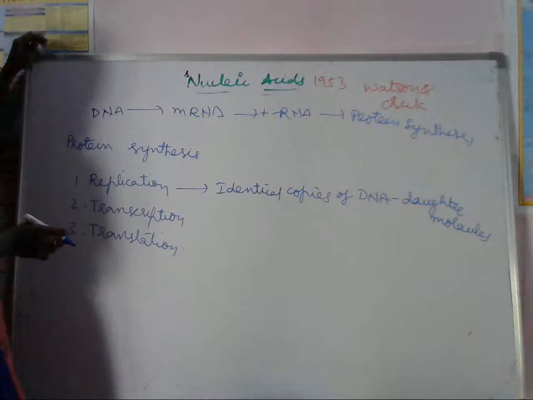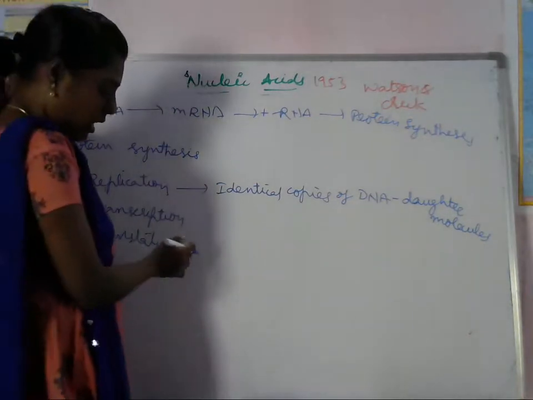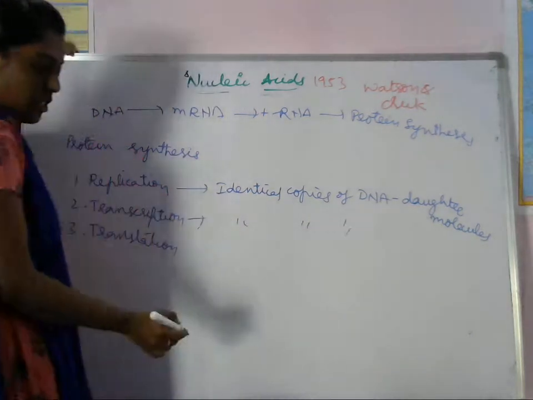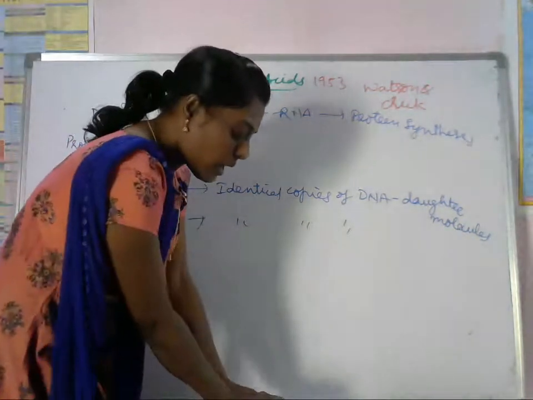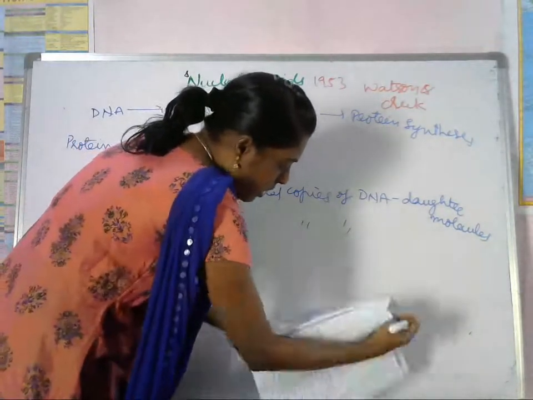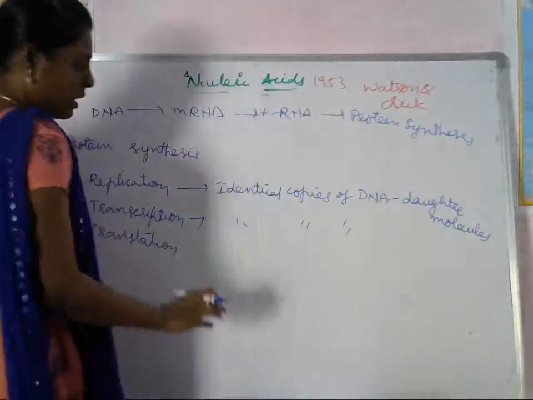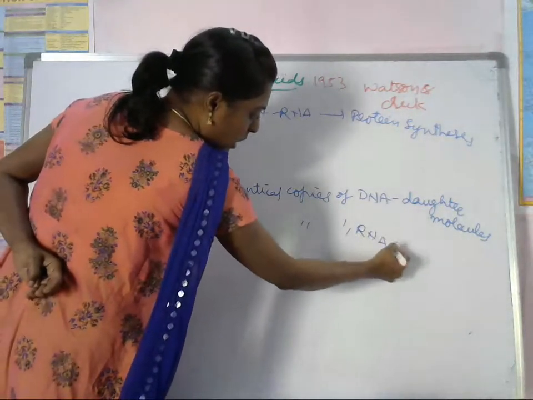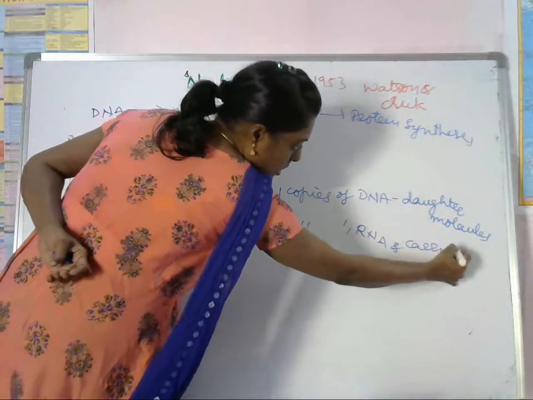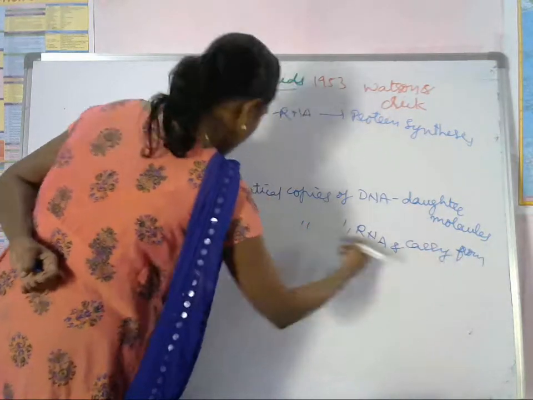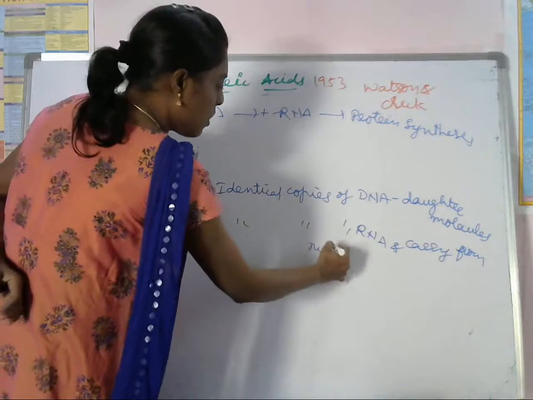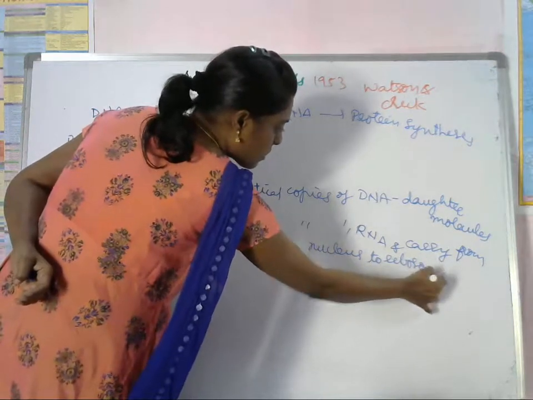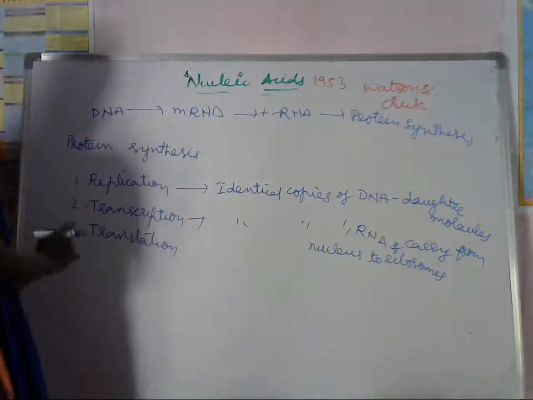Next, transcription. In this process identical copies are formed, but as RNA in a single strand. It is read from DNA and carried from the nucleus to the ribosomes. Next, let's see translation.